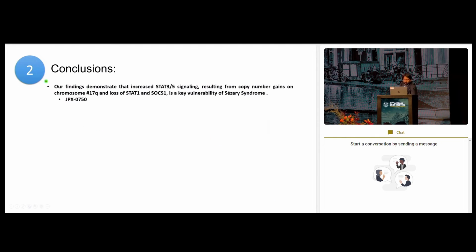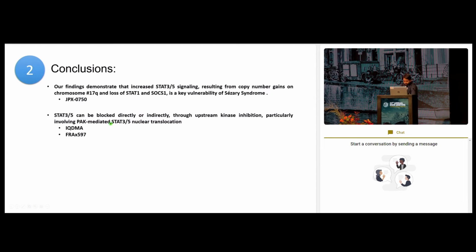With that, I come to the conclusion that our findings demonstrate that increased STAT3/5 signaling resulting from the copy number gains on chromosome 17q and loss of STAT1 and SOX1 is a key vulnerability of leukemic CTCL, particularly Sézary syndrome, which can be blocked using drugs like Janpix 750, or it can also be blocked through PAK-mediated method in upstream kinase using drugs like IQDMA and FRAX597.